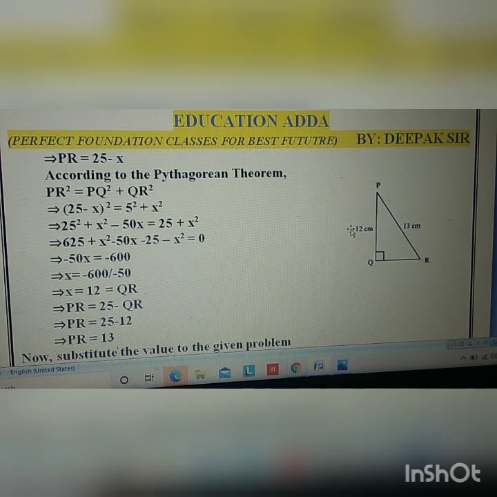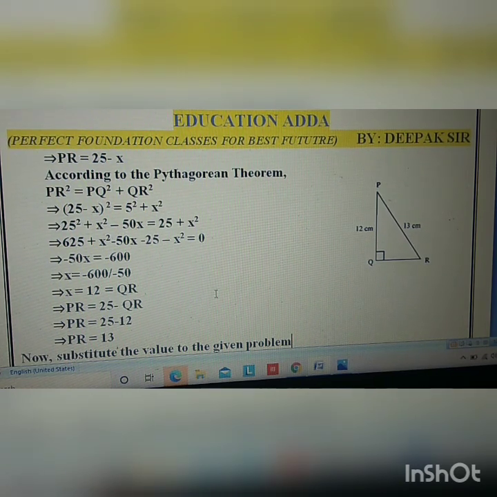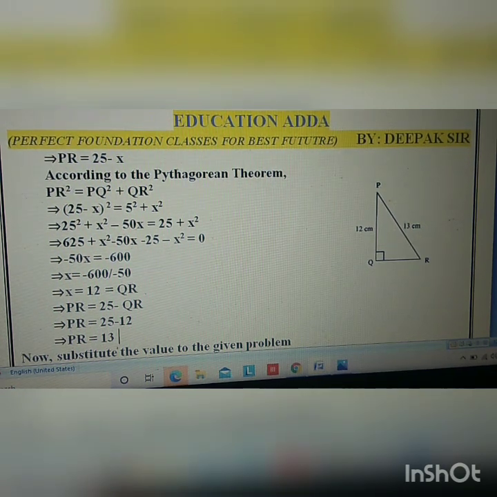So PR is equal to 25 minus QR, that is 25 minus 12, which is 13. So PR comes out to be 13 centimeter.